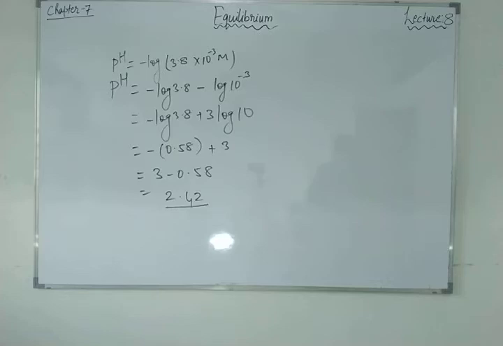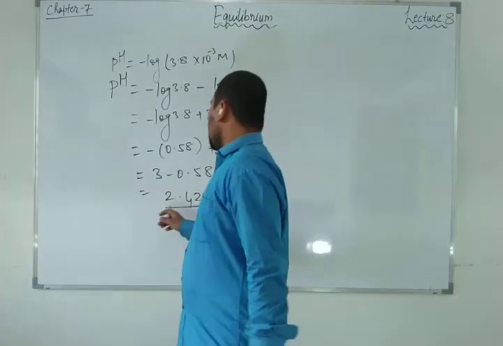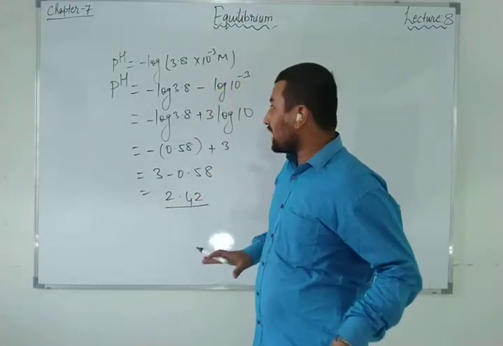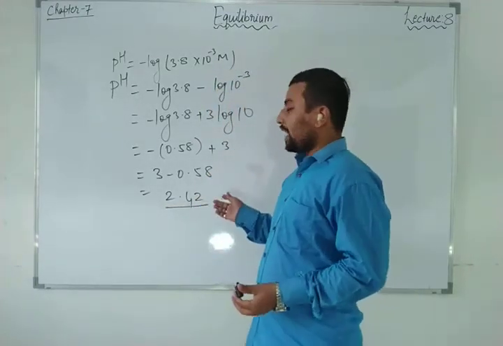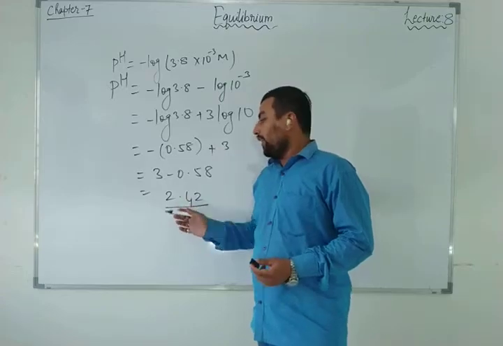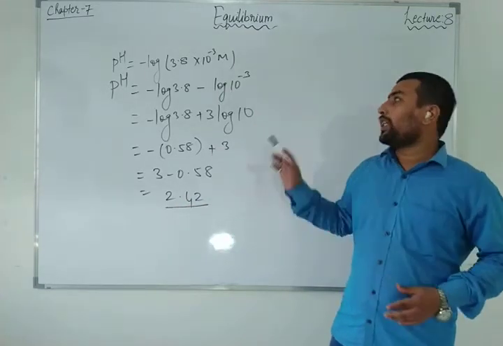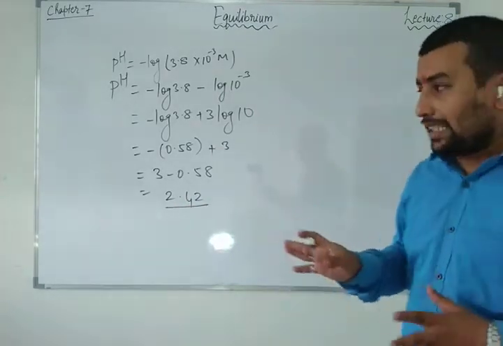It can be inferred that it is acidic. You know very well, when it is less than 7, that is acidic. If it is more than 7, that will be basic. Here the value is 2.42, so it is an acidic solution.